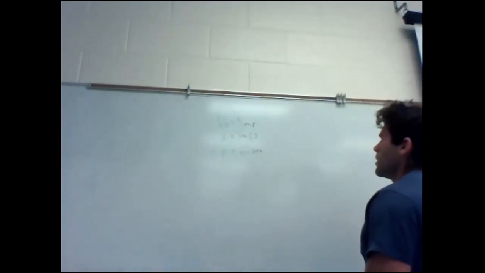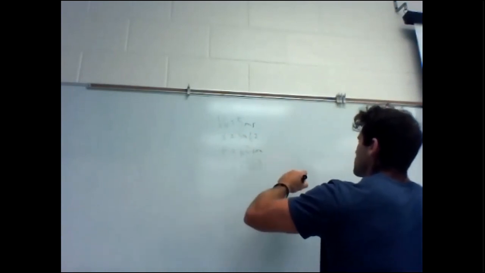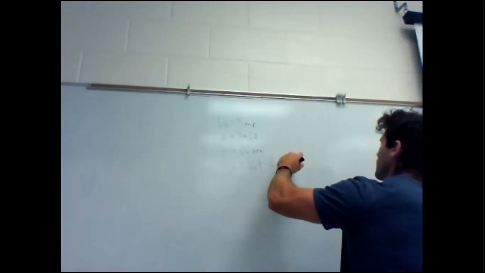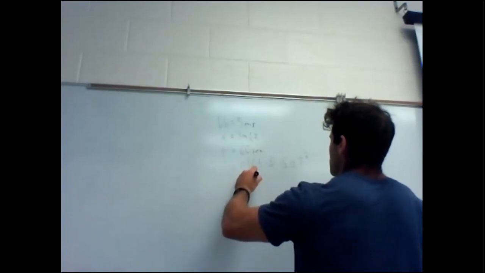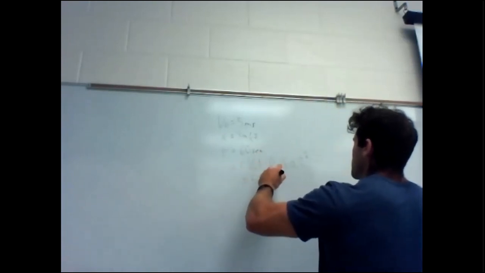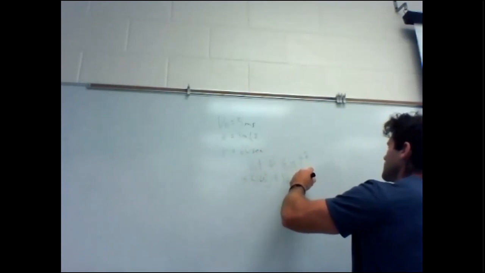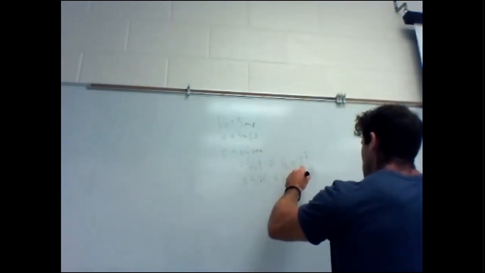So once again, x equals v sub o times t. In this case, it's going to be plus 1/2 of our acceleration times t squared. So we're going to have 5 times 60 plus one half of 3 times 60 squared. And 60 squared should be 3,600.